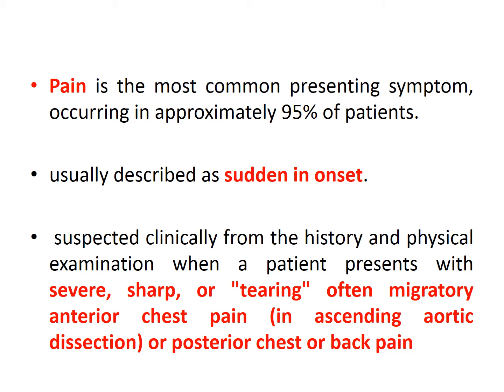Aortic dissection should be suspected clinically from the history and physical examination when a patient presents with severe, sharp, or tearing, often migratory anterior chest pain in case of ascending aortic dissection, or posterior chest pain or back pain.